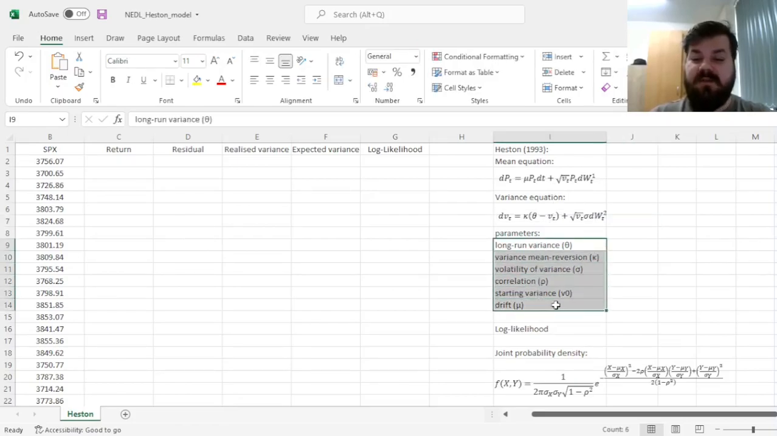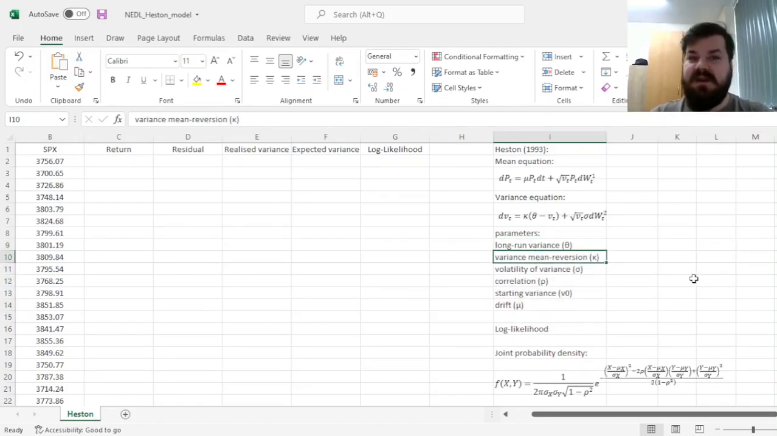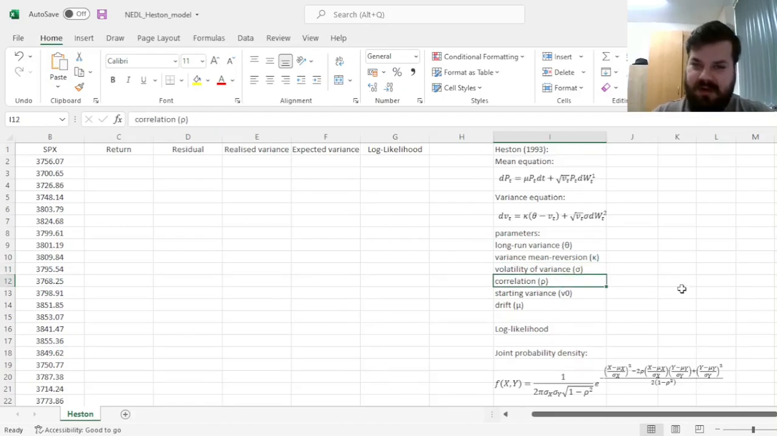Here we have got a set of parameters that the model inputs. We have got the long run variance level, the speed of mean reversion that we already discussed. We have got the volatility of variance parameter that shows exactly how stochastic the variance component is. We have got the correlation between shocks or innovations to mean and variance equations, the starting level of variance that we plug in at the very first observation, as well as the value of the drift, that is average or expected return.